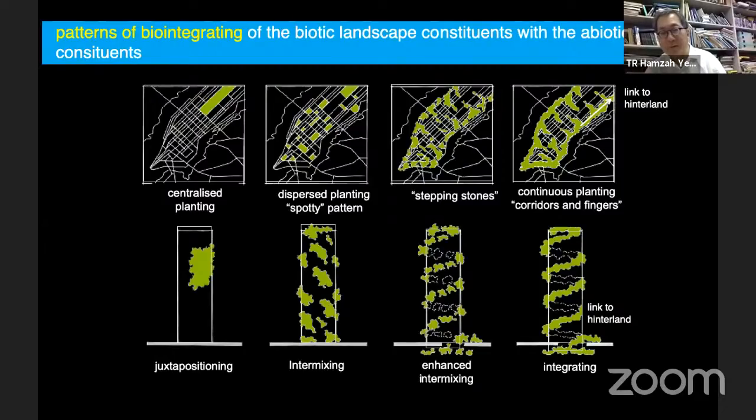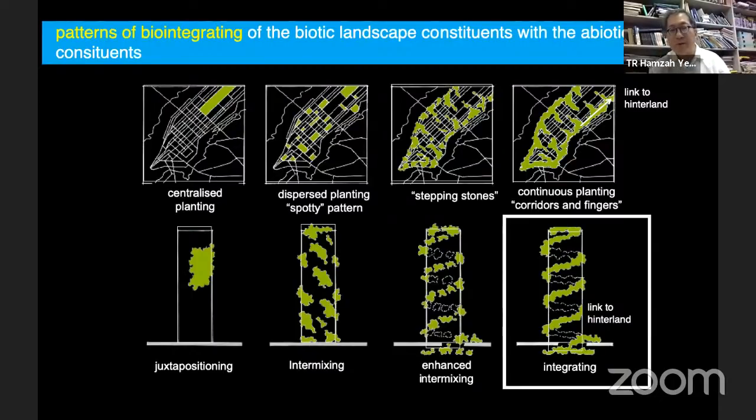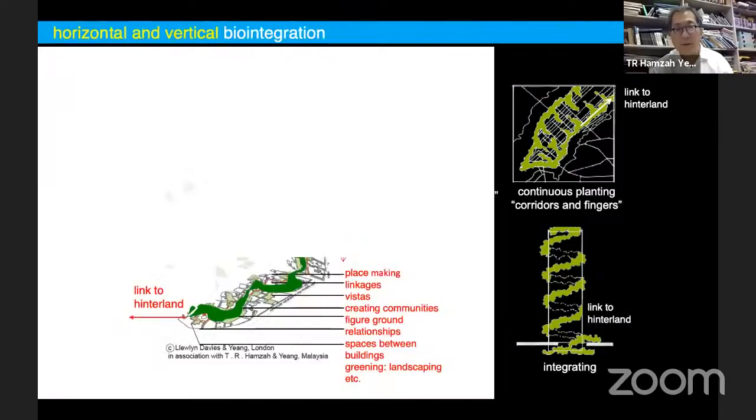At the bottom row is how you apply the same concept to buildings. You can have it all in one location. You have a spotty relationship. You have a stepping stone series of patches. But the ideal one is the one on the right-hand side, in which everything is linked and connected. These were preliminary thoughts that influenced our work in designing and shaping our buildings.